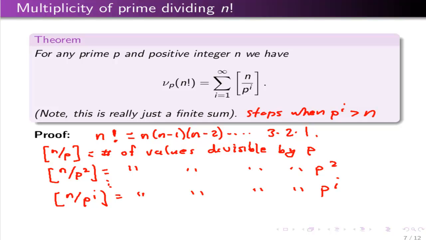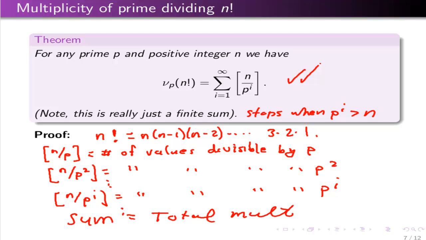So if I want to get the total multiplicity, I add up how many numbers are divisible by p, and that gives us a contribution of 1 to each of those numbers. And then I count up how many numbers are divisible by p squared, and I get another contribution from those numbers. And so we just sum up all of these values to get the total multiplicity. Okay, so that's the idea of where this formula is coming from. And it really is a complete proof.